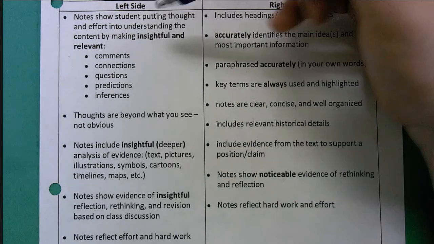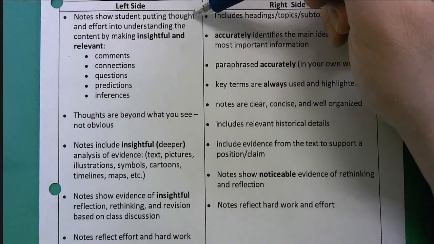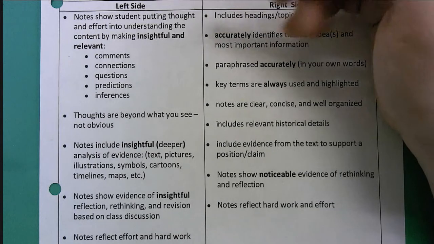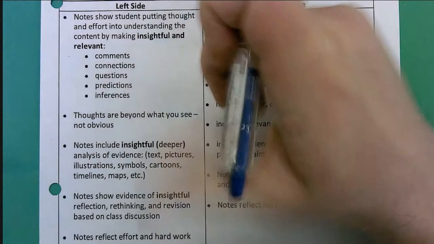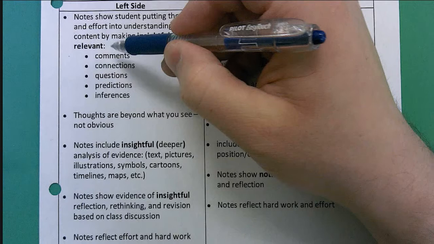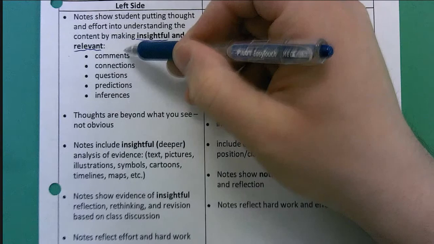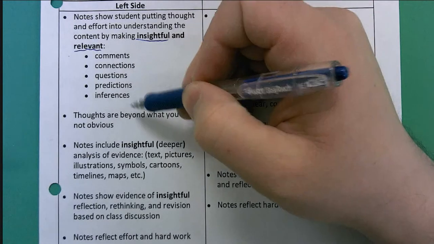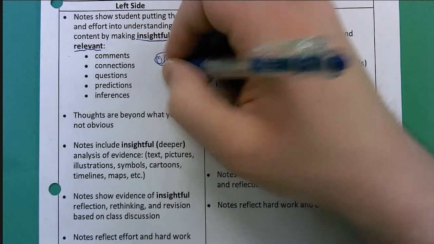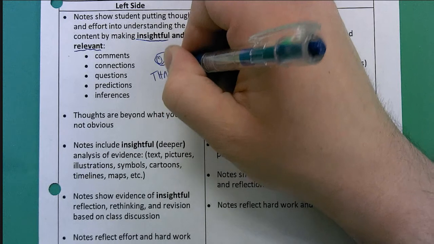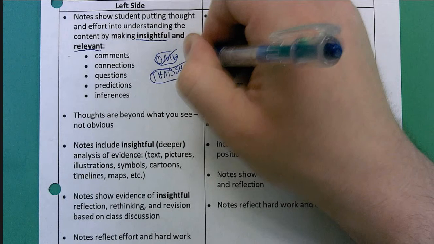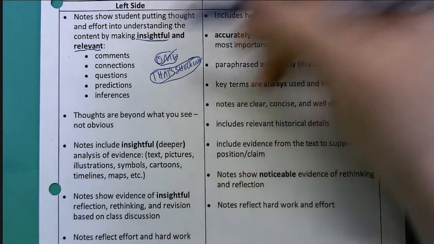On our left side, these are the things that we think about as we read. So we want to see that you're putting thought and effort into understanding the content by making insightful, highlight that, underline it, and relevant, so things that aren't related, comments, connections, questions, predictions, inferences. Not things like "OMG" or "nope," we don't want to say that, or "that's shocking." No, those are not good, insightful comments or connections or inferences.